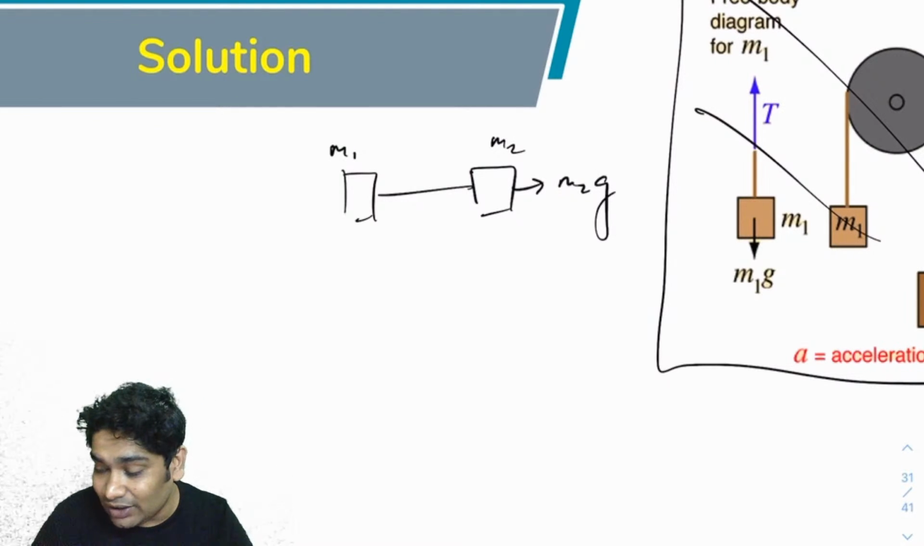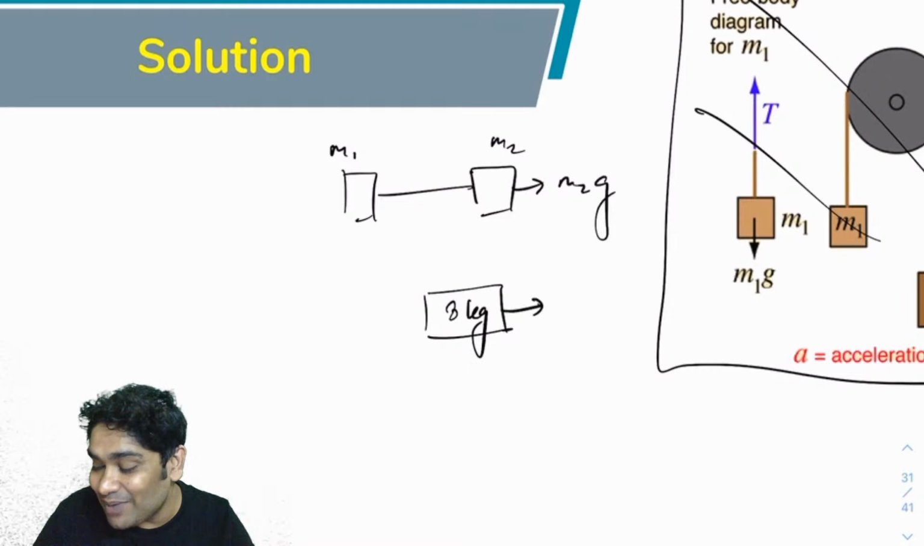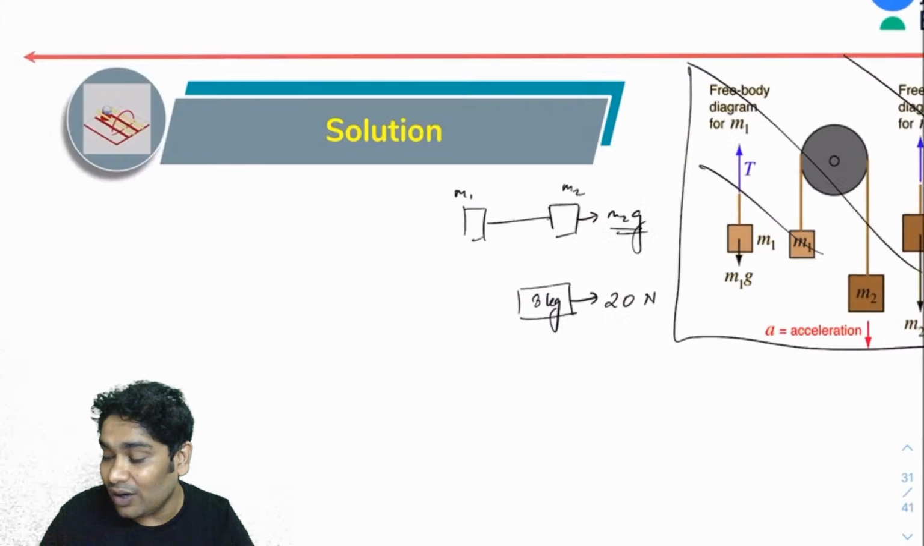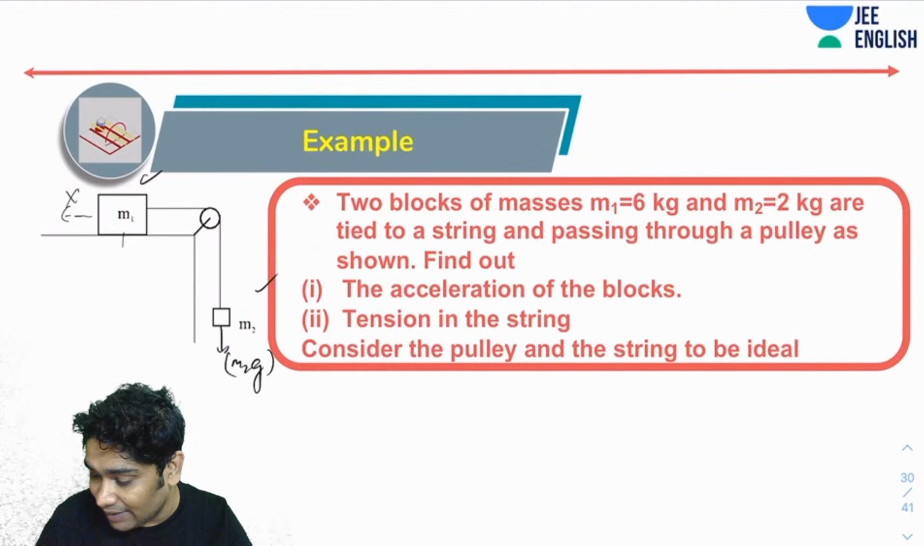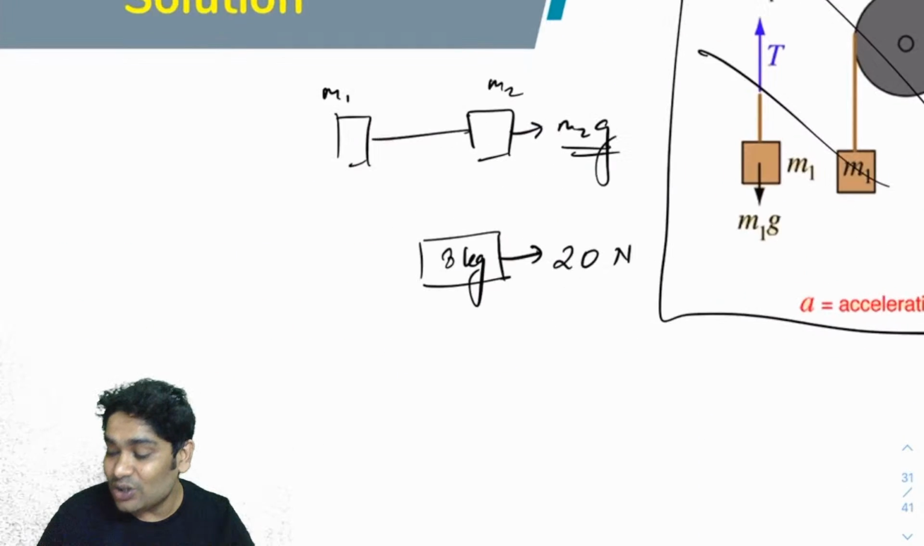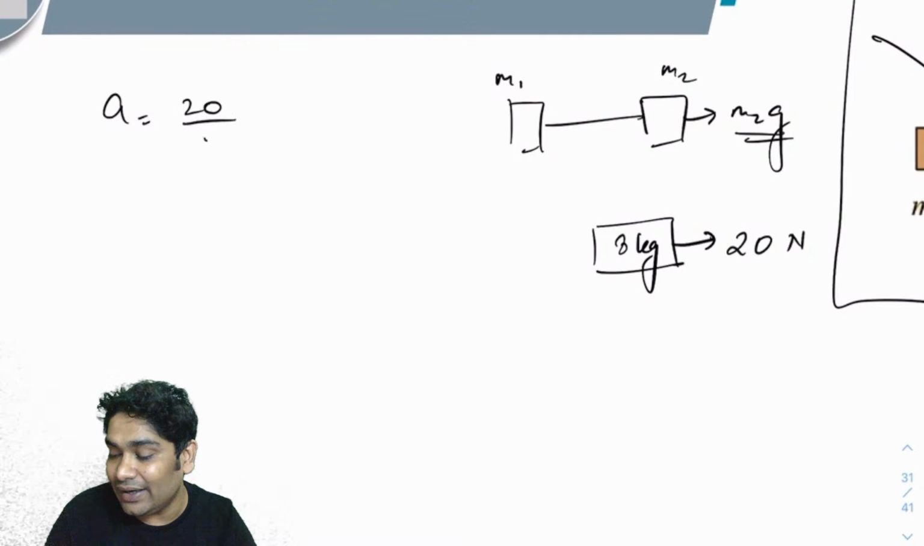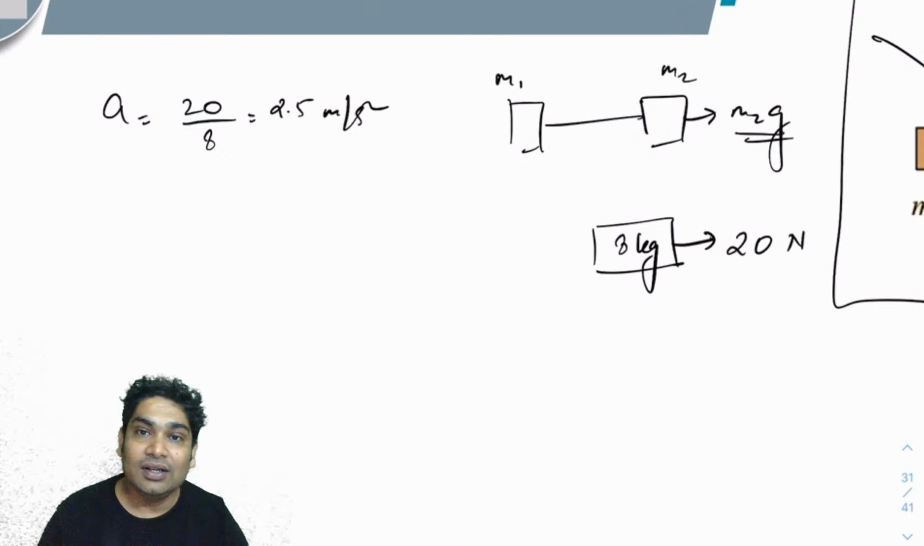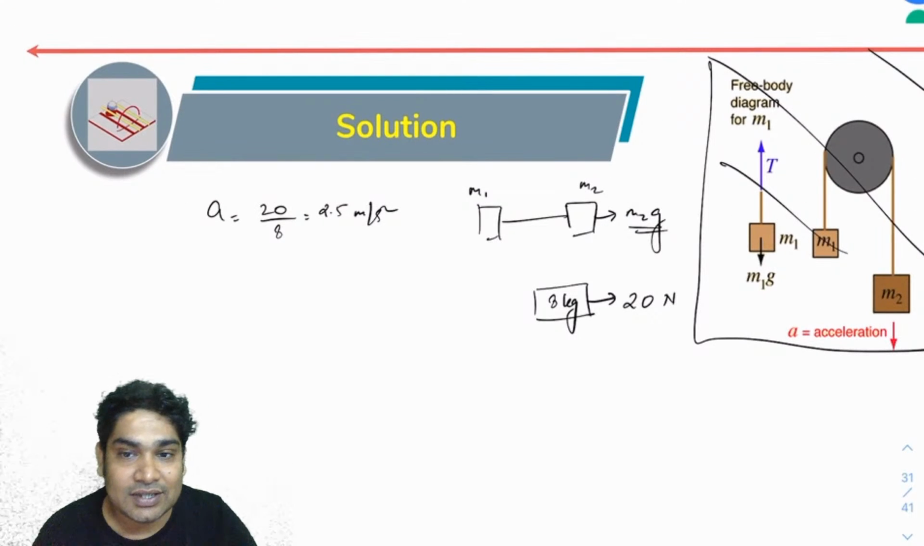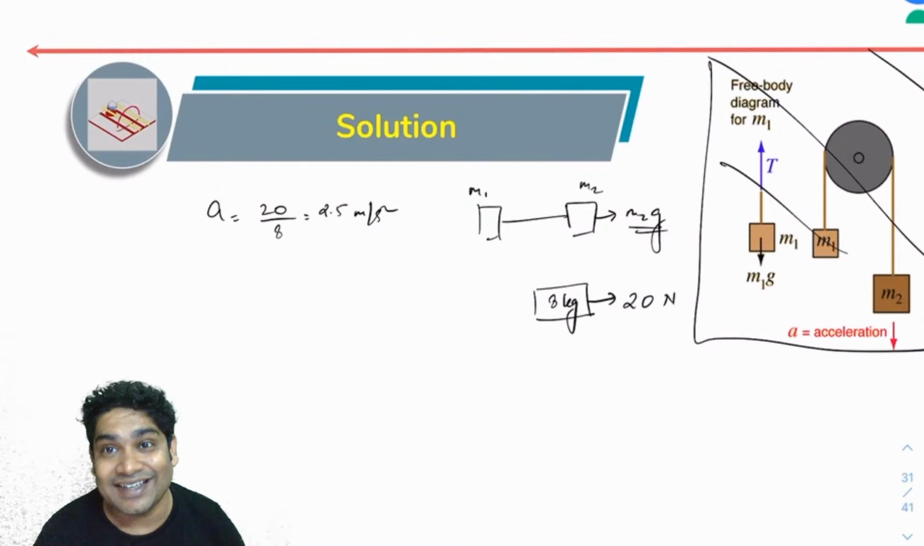So if I take both of them in one system, what do I have? I have one mass of 8 kg, which is being pulled at one end by 20 Newton, because m2 was 2. So now I can say that acceleration would be 20 over 8, which is 2.5 meter per second square. I don't even need to solve the equations. You can solve the equations later, but you can give the answer in a single step.